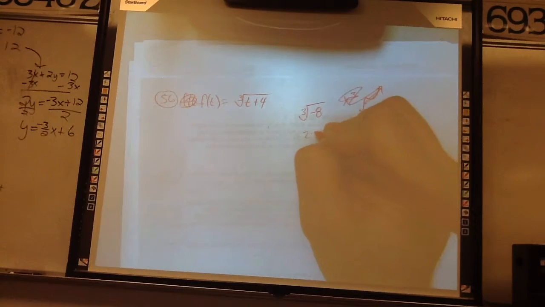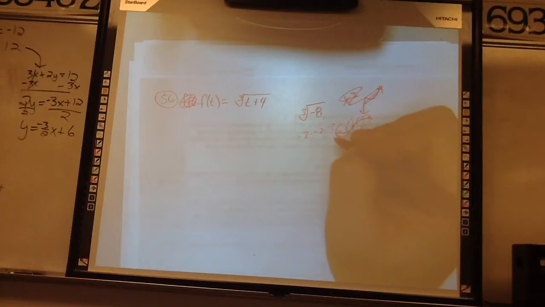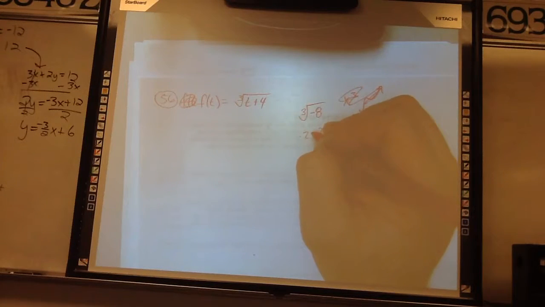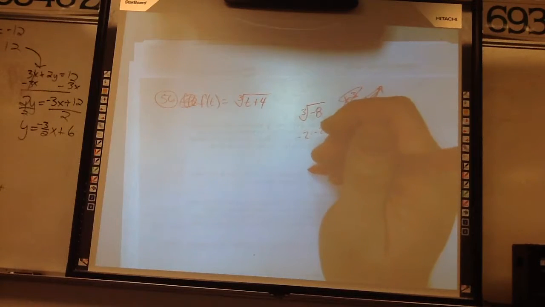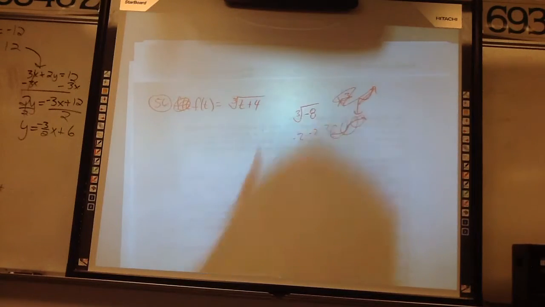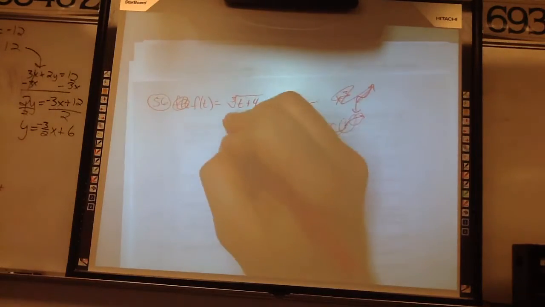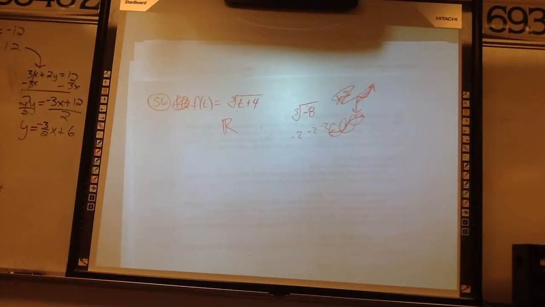Negative 2, because negative 2 times negative 2 times negative 2 is negative 8. So what you're telling me is I can do third roots of negatives? Yeah, you sure can. So what's the domain of that? All real numbers. What's going to stop you? Nothing.